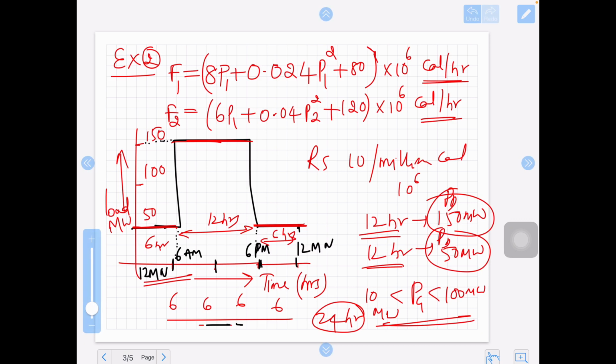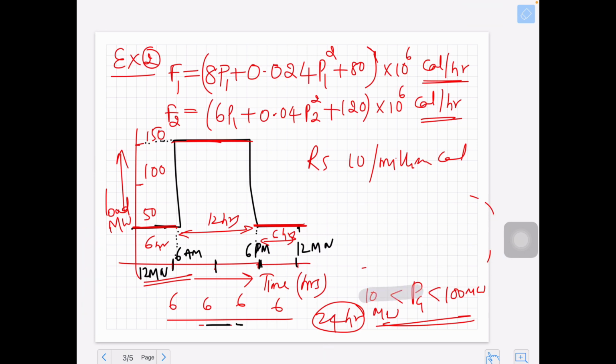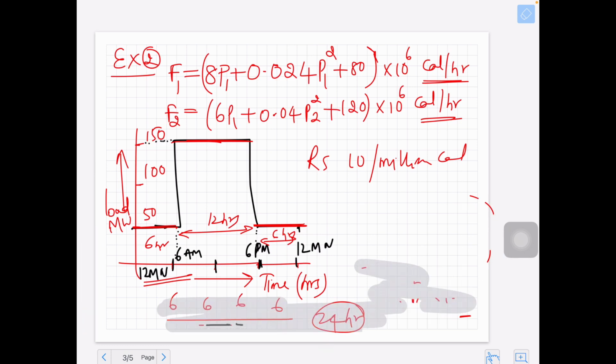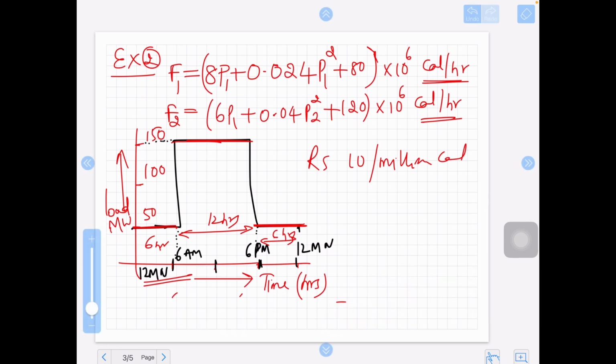So first, what we have to do here is convert the fuel input equation, which is in calories per hour, into rupees per hour. So let us erase this. They have given rupees 10 per million calories.